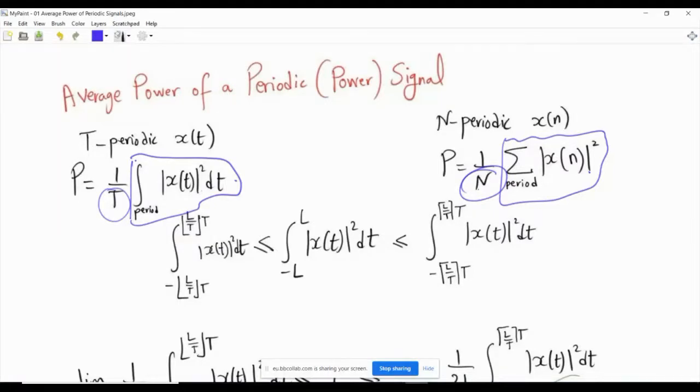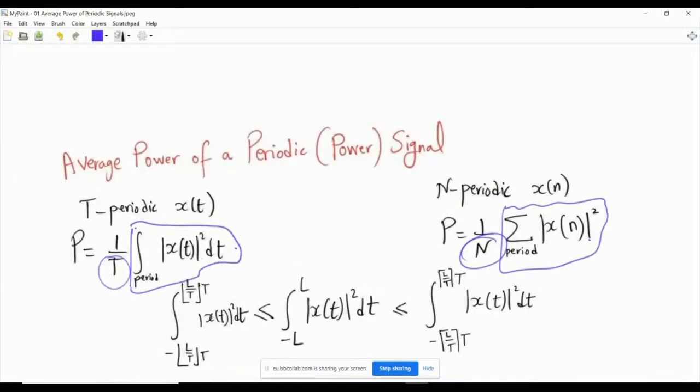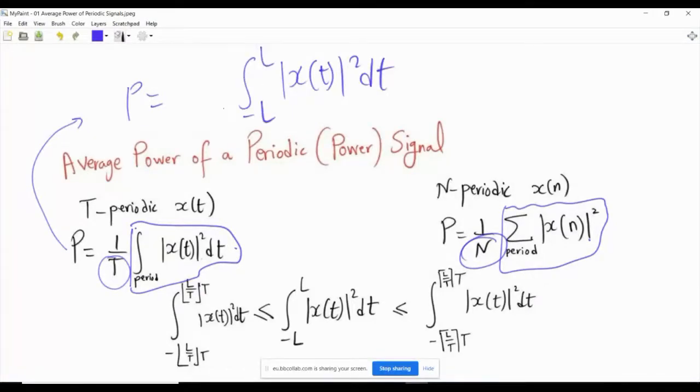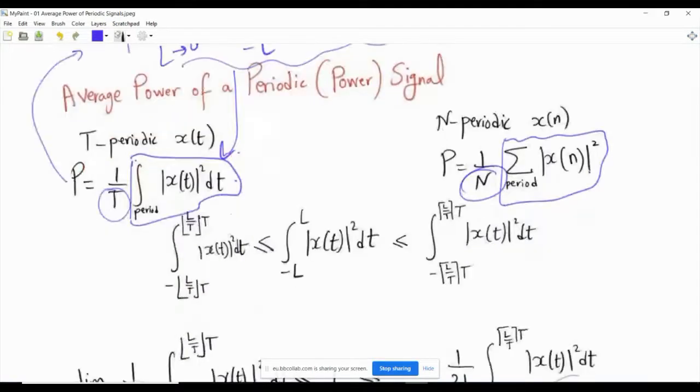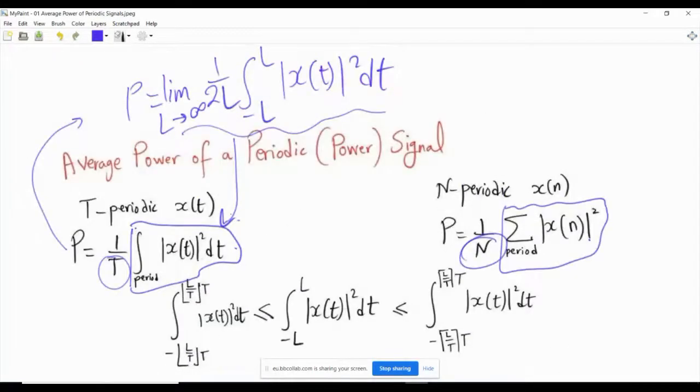Okay, so let's show that this is true. Remember that, for example, in the continuous time case, the formula for the power is that you take the magnitude of x of t squared, you integrate from minus L to L, you divide by 2L, which is basically the length of the domain of integration, and then you take the limit as L goes to infinity. So we need to show that this can lead to this case here if the signal is periodic. And here is the idea. The idea is the squeeze theorem.